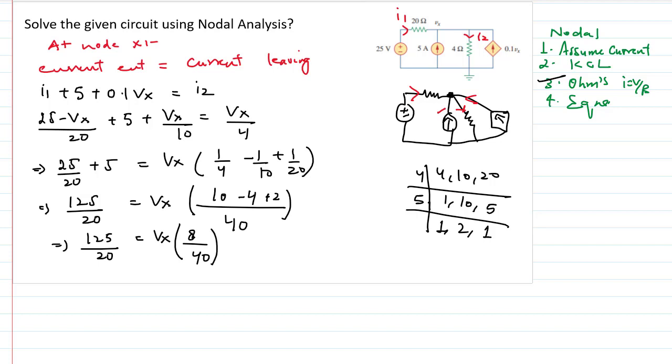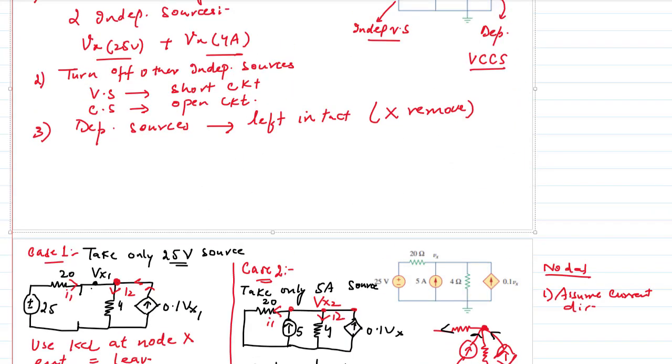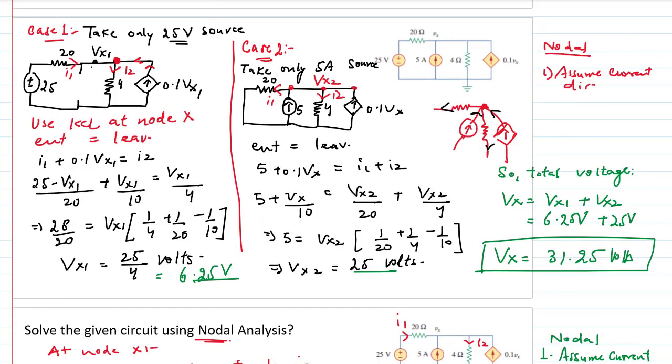So we can cancel it out now: 20 into 1, 20 into 2. Again you can see Vx is 2 into 125 upon 8. If we solve this, we get 31.25 volts, which is the same as the answer we got in the previous analysis. So it is easier to solve it directly with nodal analysis rather than go with superposition. But we must know all the types of methods, and this is how we are expected to solve it.